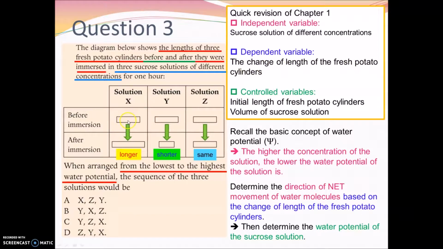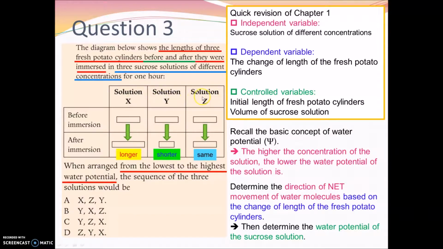For example, the potato cylinder in solution X becomes longer, in solution Y it becomes shorter, and in solution Z it remains unchanged. That's the DV we are going to observe. And the CV, the control variable, is something we need to keep constant in the different setups. We have 3 setups, solution X, Y, and Z.